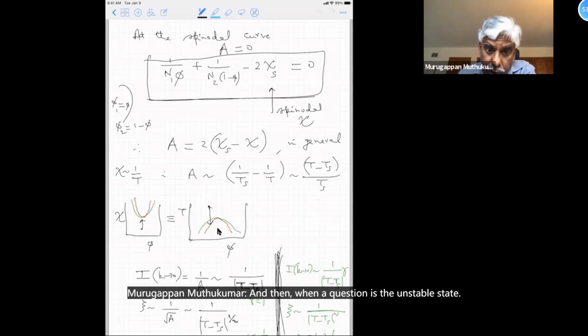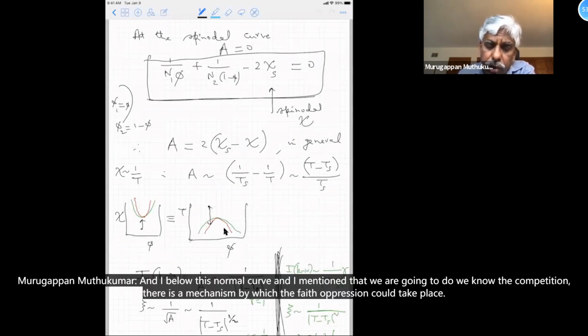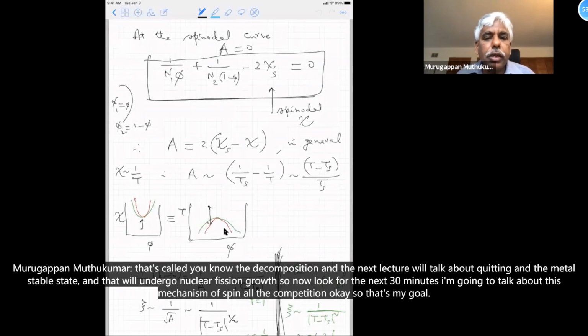And when I quench it into the unstable state, below the spinodal curve, I mentioned that we are going to do spinodal decomposition. There is a mechanism by which the phase separation is going to take place, and that's called spinodal decomposition. In the next lecture, we'll talk about quenching into the metastable state, and that will undergo nucleation and growth. So for the next 30 minutes, I'm going to talk about this mechanism of spinodal decomposition. Okay, so that's my goal.